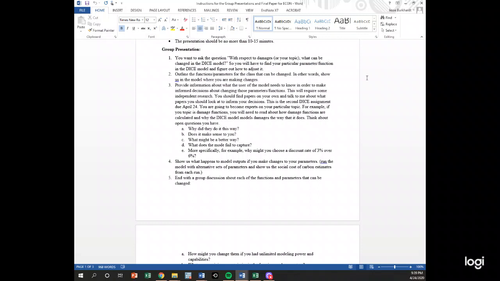And then the point of the DICE model is to figure out what is the externality cost of producing and consuming energy, but also any activity we do that produces carbon dioxide. And so this is the point of the DICE model, to calculate the wedge between the private marginal cost and the social marginal cost in those welfare graphs.